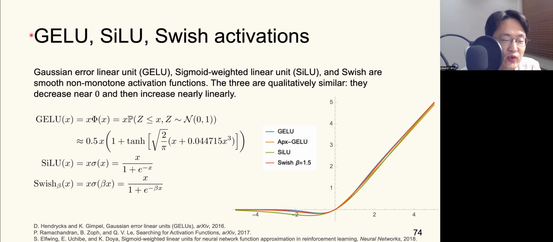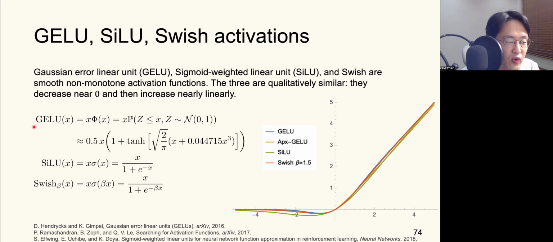And the Swish activation function, I think the naming is in reference to the Nike logo. So these are smooth, differentiable, non-monotone activation functions. The 3 activation functions are qualitatively quite similar. For negative inputs, these activation functions have value close to 0. And then as the inputs approach 0, the activation values decrease, and then they come back and increase in a way that is almost linear.